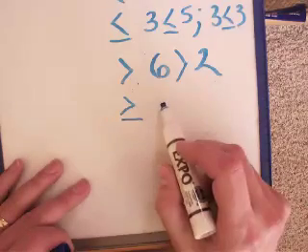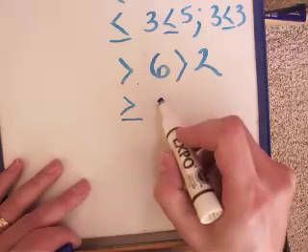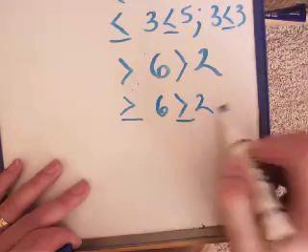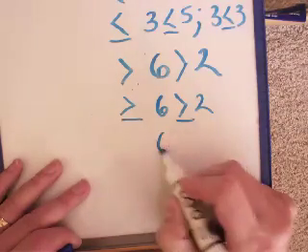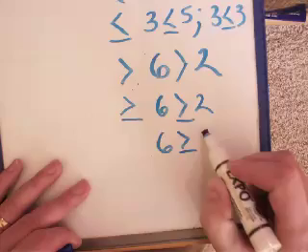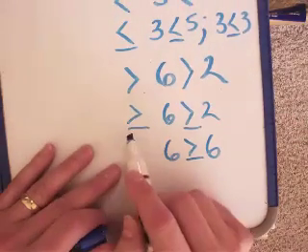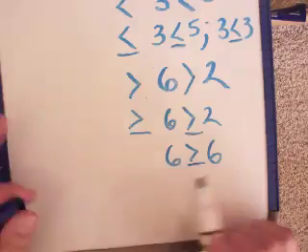And the same thing is true with this one. We could say like 6 is greater than or equal to 2. Or we could say 6 is greater than or equal to 6. Both these statements are true. We use these in algebra, and we use them to compare numbers.